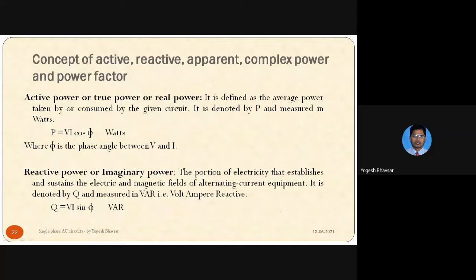Now, what is active power? It is also called true power or real power. It is defined as the average power taken by or consumed by the given circuit. This active power contributes to the useful work.